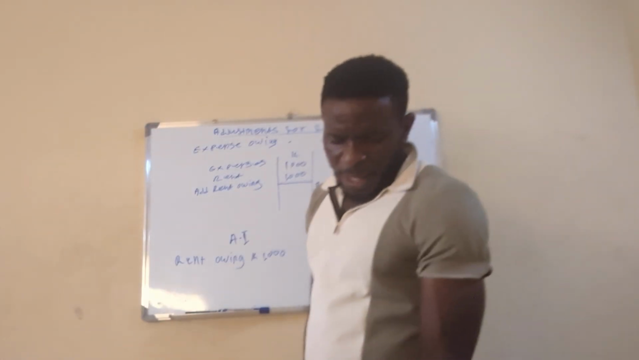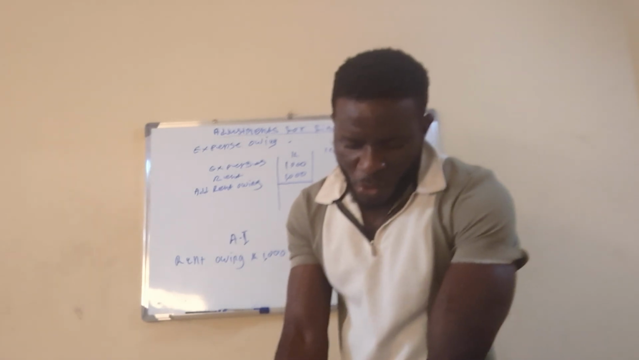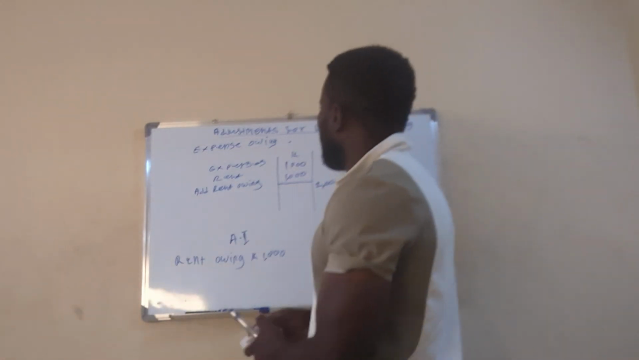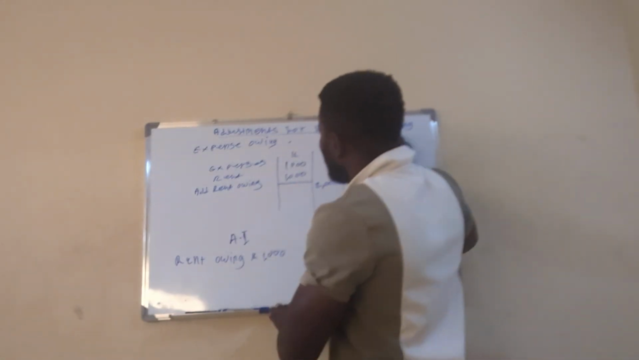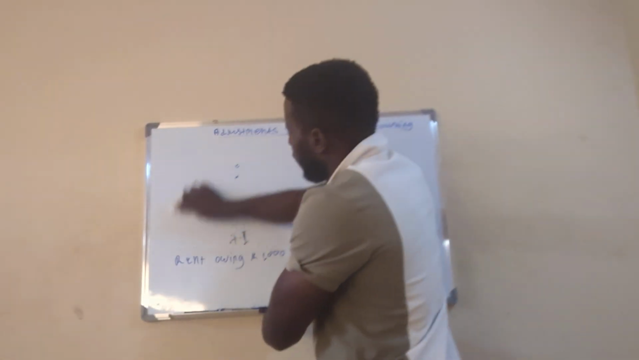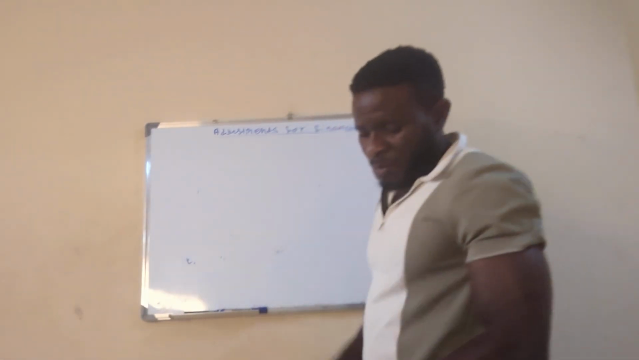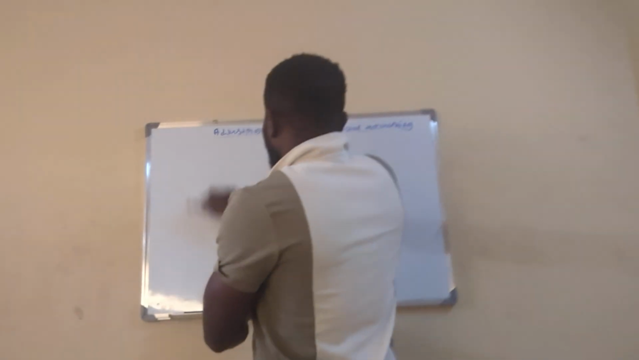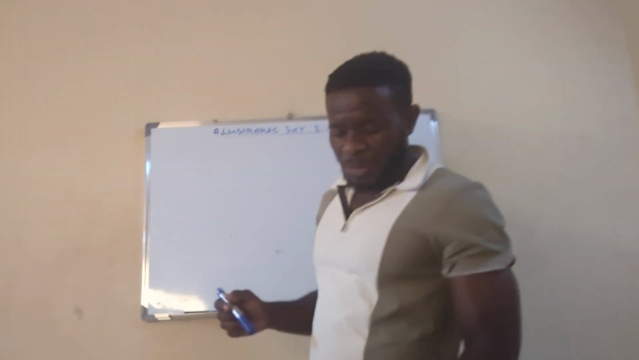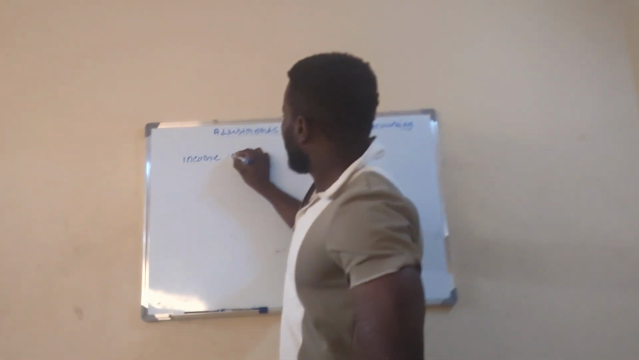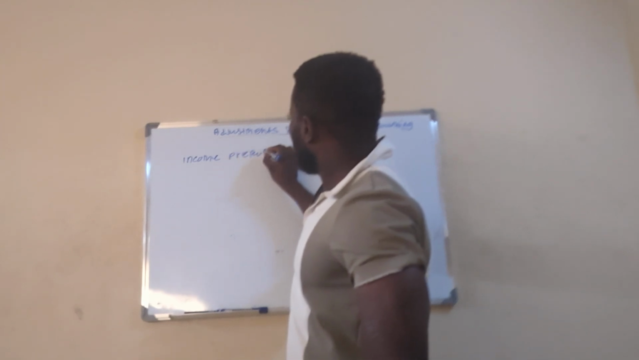So apart from that, we also have income. So we are done with the expenses. We paid the expenses and the expense owing. So we also have what is known as income prepaid. We also have income prepaid.